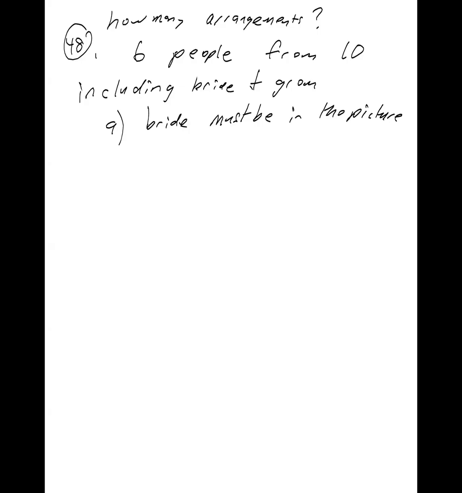So if you have to have the bride in the picture and you're picking 6 people out of the 10 people, and the 10 people includes the bride and groom. So let me put that in parentheses. I misspelled groom, by the way, including bride and groom in the 10. Just to make it clear that the bride and groom don't have to be in the 6 necessarily, but they are some of the 10 people though.